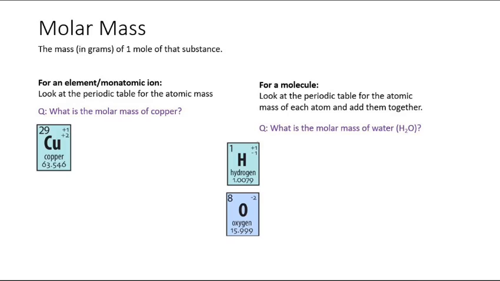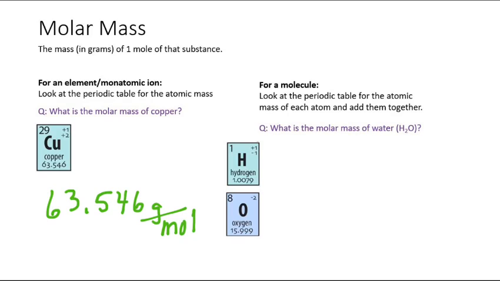So in the case of elements or monatomic ions, this is actually as simple as looking at the periodic table. Copper, for instance, has a molar mass of 63.546 grams per mole. Note the units. This is the number of grams per mole. That is the molar mass of elemental copper.